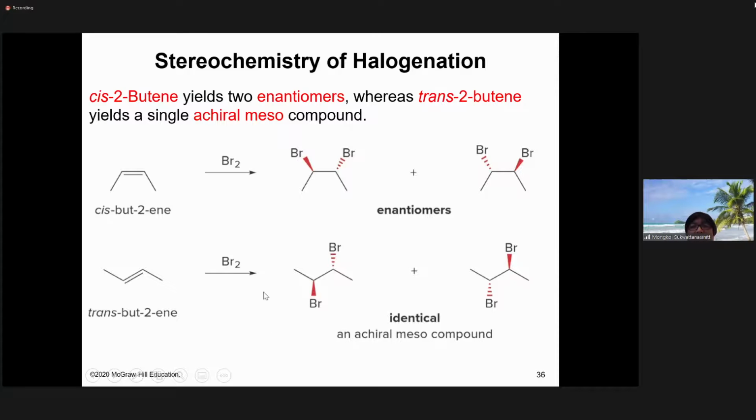So these two structures are actually the same compound, and it is a meso compound. If you start from cis, you get a racemic mixture. If you start from trans, you get a meso compound. But what is the relationship between these two compounds? Diastereomers. Yeah, they are diastereomers. These are enantiomers and these are diastereomers.